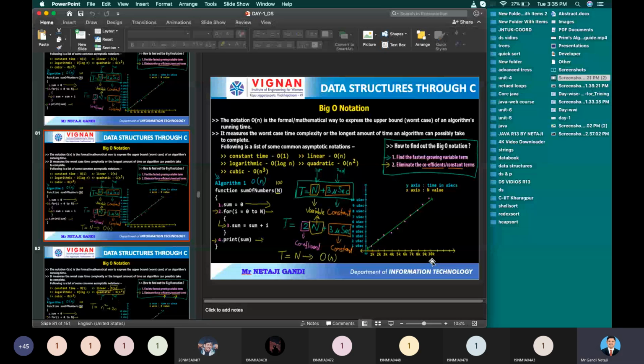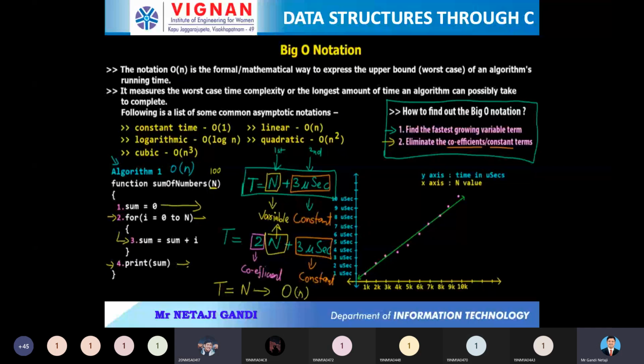So what about the remaining? Can you understand or not? Do you understand the concept or not? Yes, sir. So the big O notation is what we are trying to understand here. The first step is, first of all, find the variables. This is a variable, this is a constant, and the second step to follow for the big O notation is to eliminate the coefficients and constant terms. So here the constant is 3 microseconds. The remaining one variable is n. That's why big O of n. The time complexity of this algorithm is big O of n.